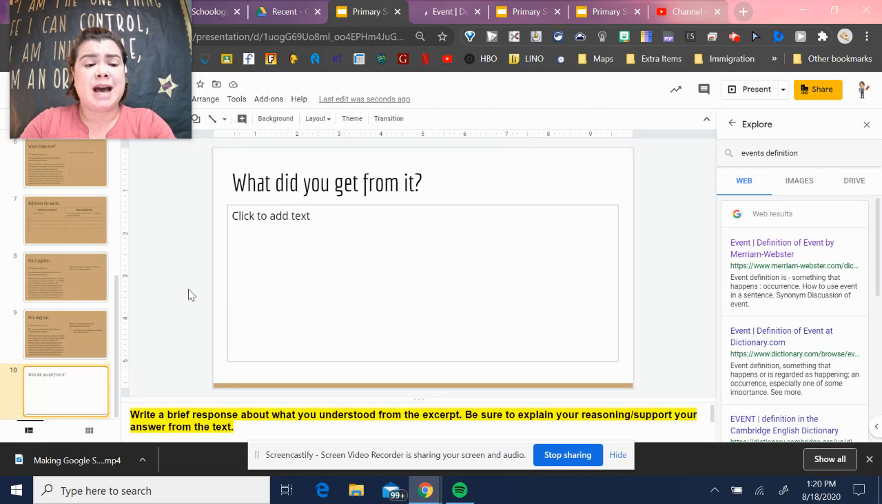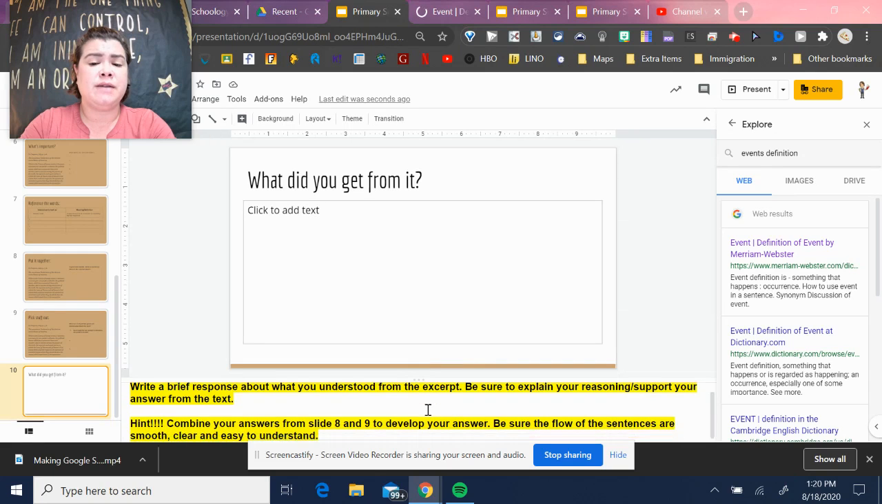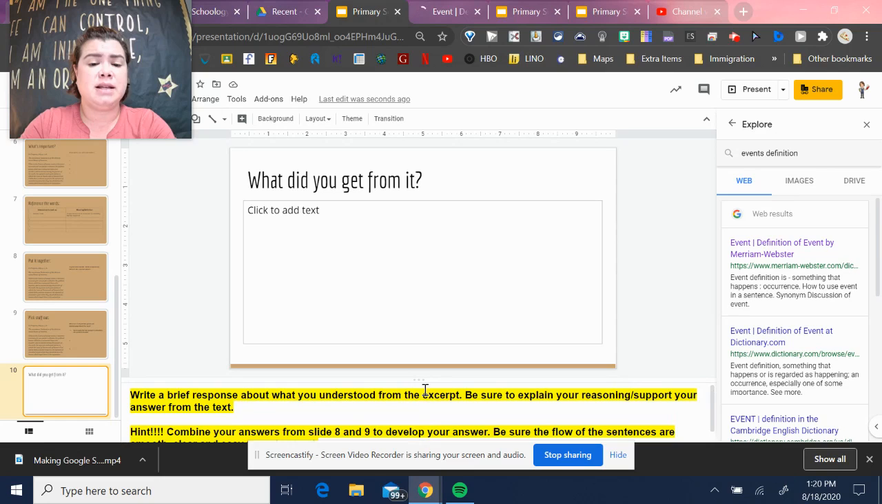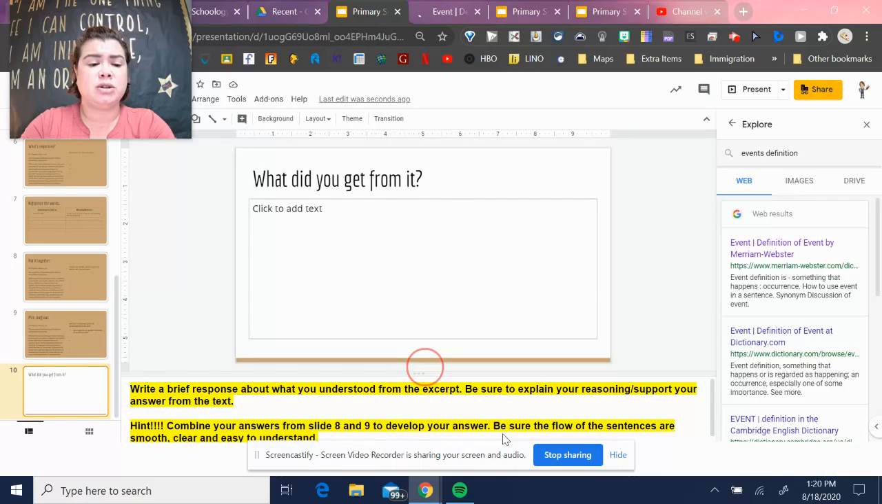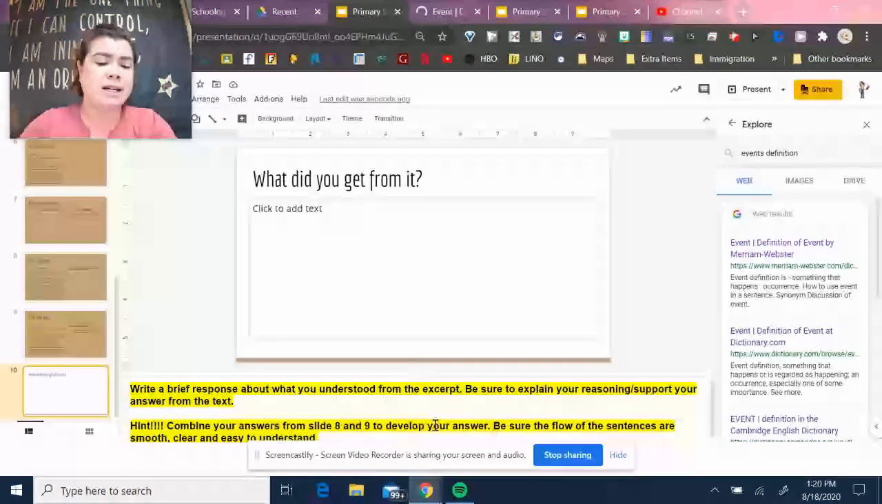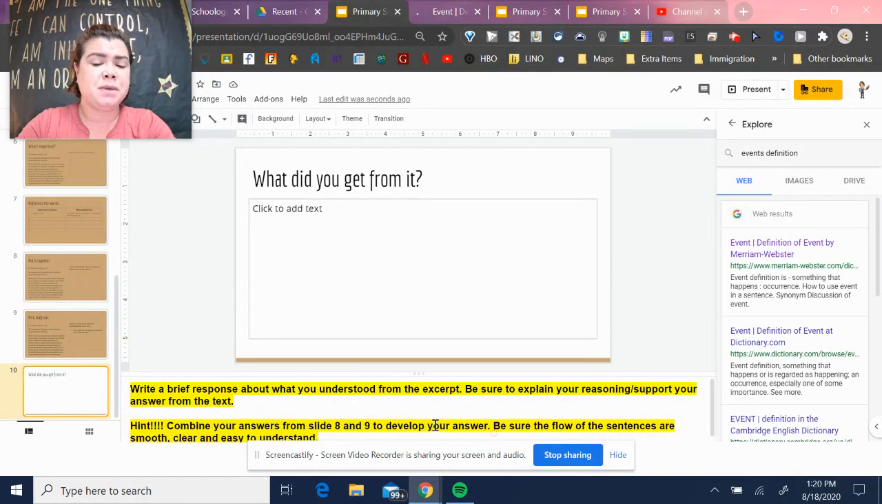Now, slide 10 is going to ask you to put together an overview of what you understood from the text, okay? So in the instructions here, it says write a brief response about what you understand from the excerpt and be sure to explain your support or reasoning using information from the text, okay? And I'm going to make this a little smaller because there's so much going on here. The hint is to combine your answers from slide 8 and 9 to develop your answer, okay?